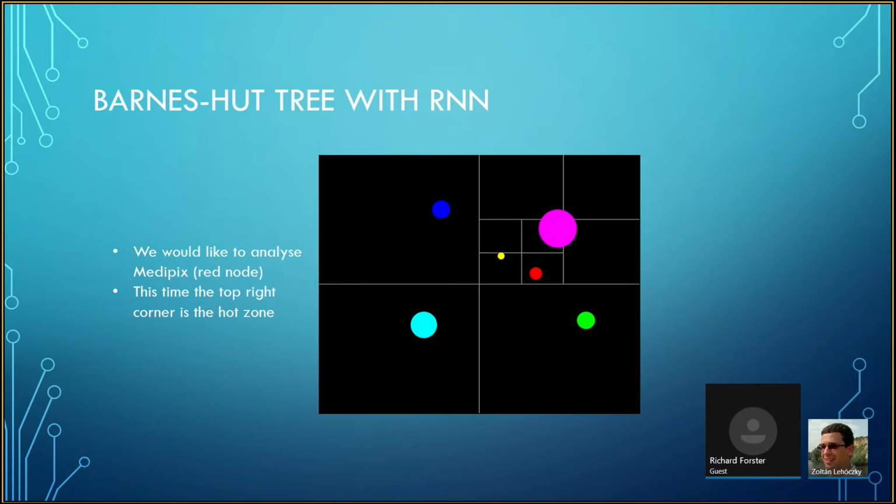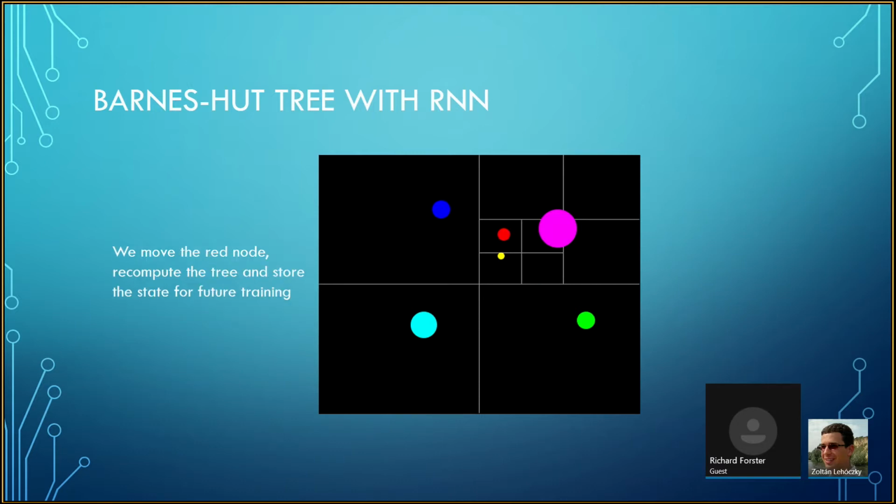So let's say that we would like to analyze the Medipix node, that is the red one. And let's say that what we would like to do is get our nodes that are important to us and put them into a different space. So in this case, we will put them into the top right corner of the screen. In this way, we will have the graph in the original position, but we will have some nodes, some communities, and later the nodes belonging to those communities that are separated and much more easily visible.